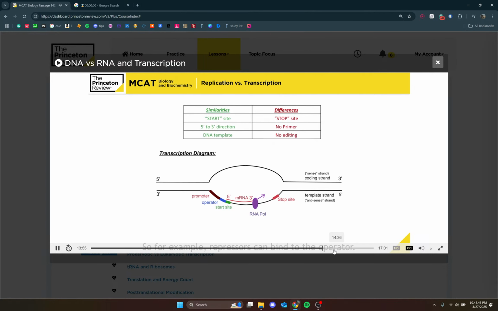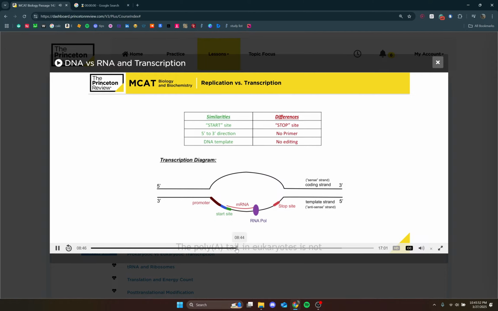The poly-A tail in eukaryotes is not a string of T's in the DNA. It's made by a completely separate enzyme called polyadenylase. So the stop site in eukaryotes is the polyadenylase signal. In prokaryotes, it's a different sequence, because prokaryotes don't do polyadenylation.